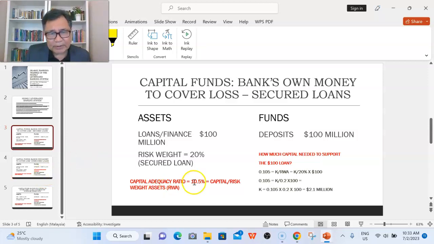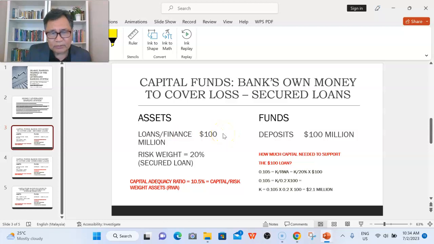So this is where the capital adequacy ratio is defined in the caption here. Capital adequacy ratio is 10.5%, and that would be the bank capital divided by risk weight asset or RWA. Right. So if you look at the case here, we have a fund or deposit funds of 100 million. So these are loanable fund that the bank borrow from the public, and the bank uses the deposit fund to make loan of the same amount, 100 million.